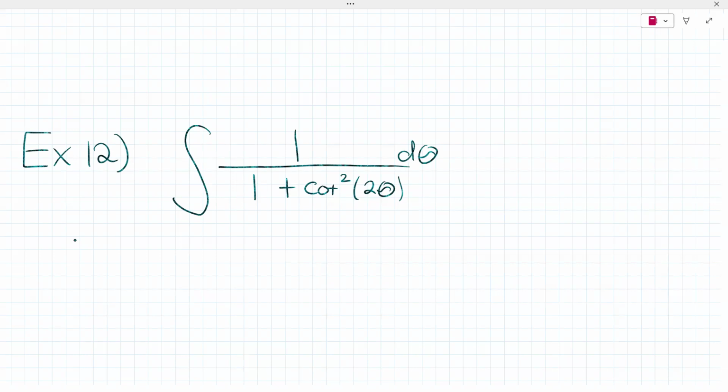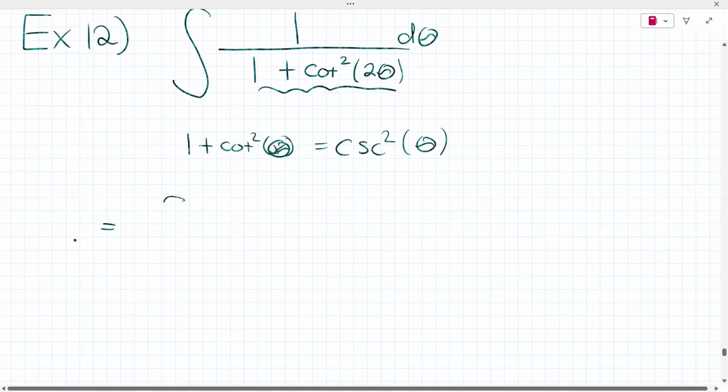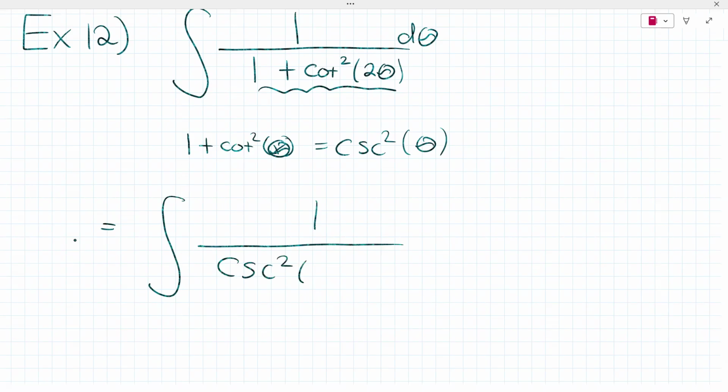And we know that one of our Pythagorean identities is this: 1 plus cotangent squared of x, or you could use theta, equals cosecant squared theta. So you can replace this whole thing with cosecant, but we have 2 theta, so it's cosecant 2 theta. So it's going to be the integration of 1 over cosecant squared of 2 theta d theta.